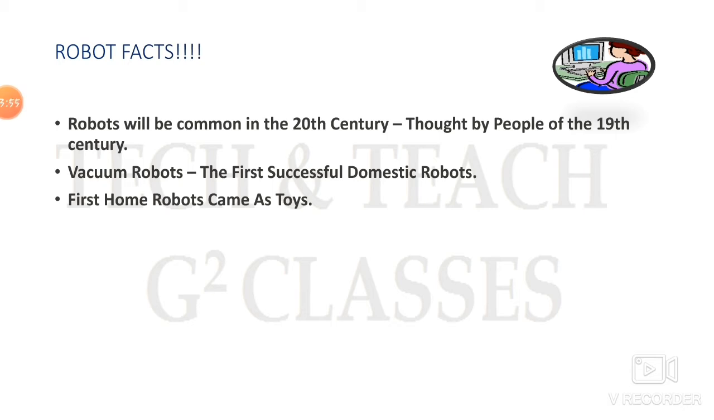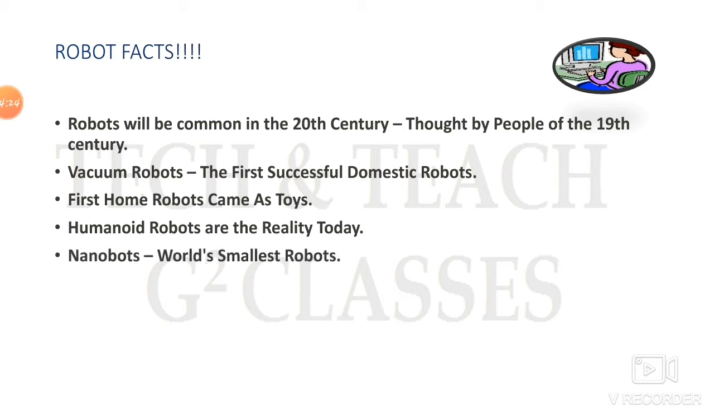Humanoid robots are the reality today. Nowadays we are already going for artificial intelligence. The robot itself thinks about how to buy and bring all the components we require. Once we feed the program, it automatically stores it and operates. And now we are going for nano robots, very small robots, to minimize the size and the operating workstations. This is also one fact.